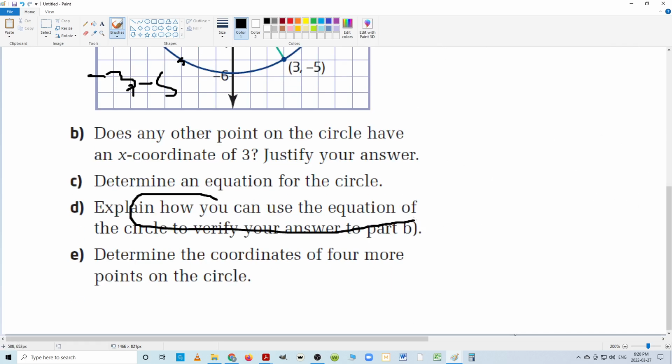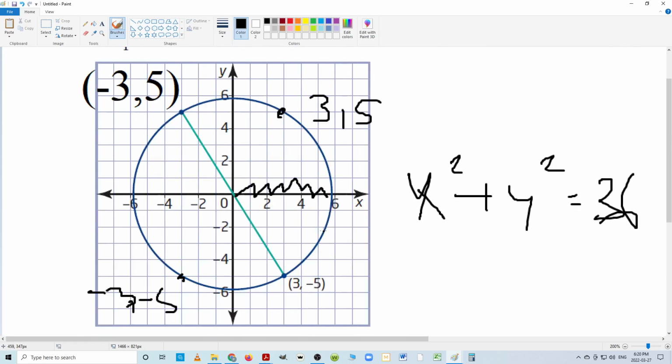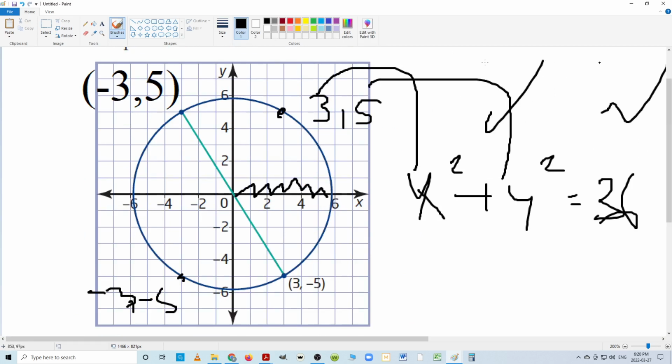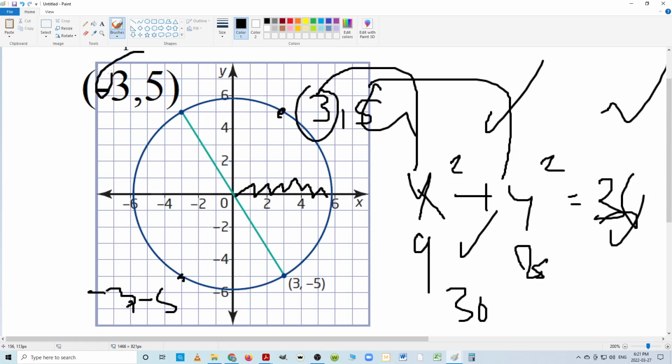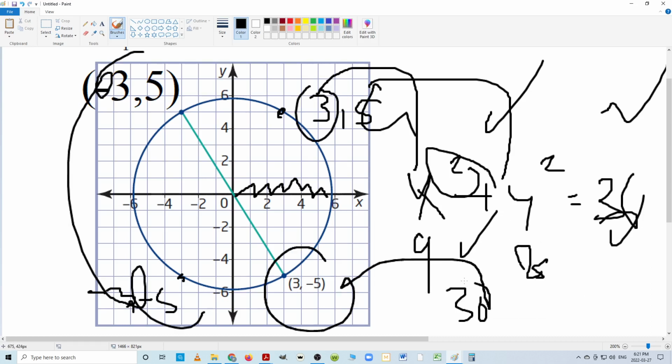Explain how you can use the equation of the circle to verify your answer to part B. Well, if this goes in here, and these are all accurate, left side will equal right side. So again, 3 squared, 9, 5 squared, 25, 25 plus 9, 36. Left side equals right side. And it's clear no matter what number I use, once they get squared, they become the same 36.